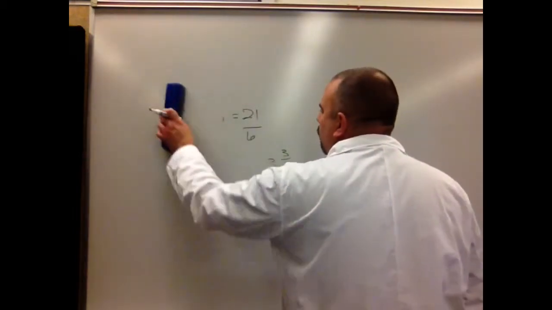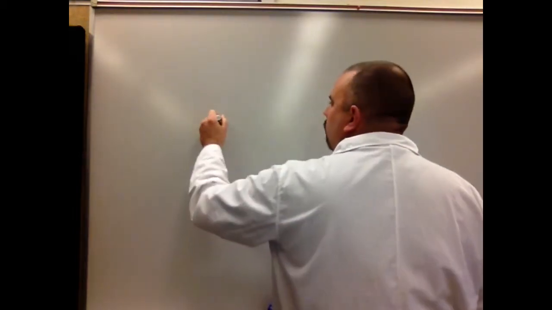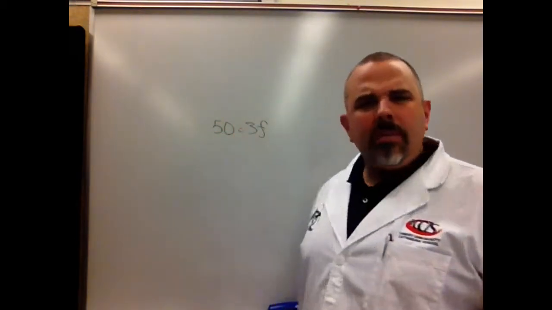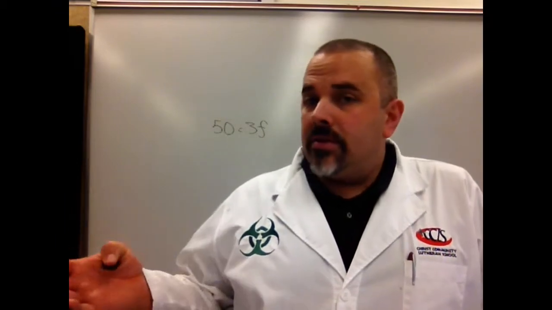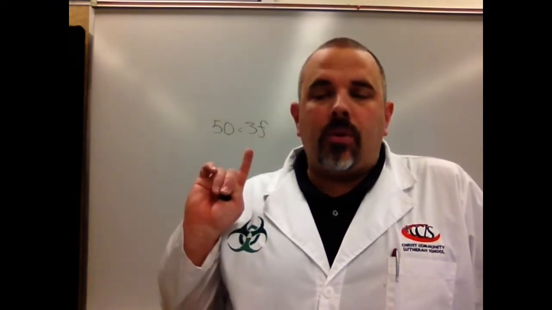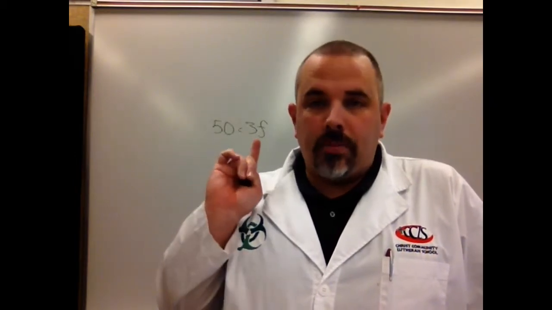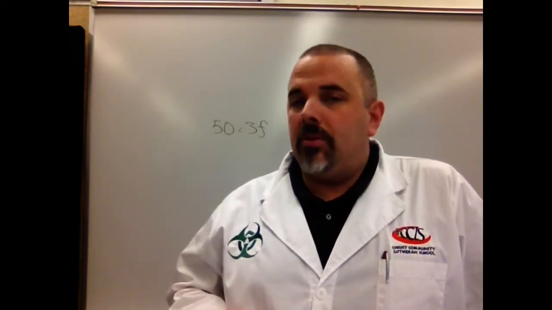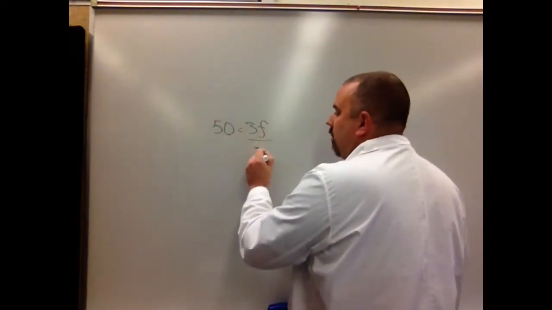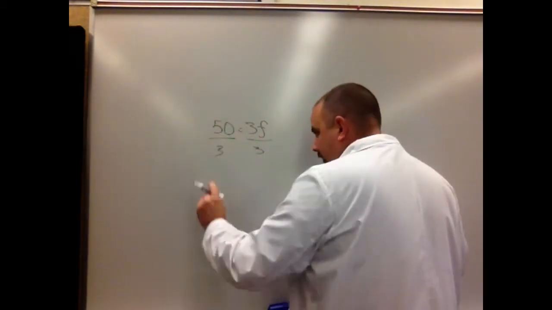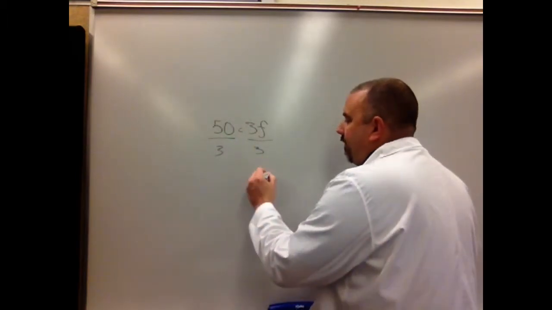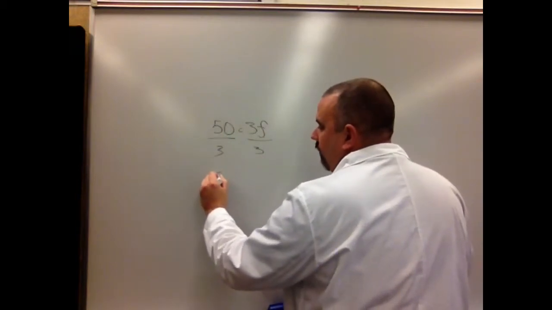50 is equal to 3F. Does it really matter what side your variable is on? The answer in this case is no. Left side or right side, it's all the same. In this case, what are we doing to the F? We're multiplying it by 3. What's the opposite of multiplication? Division. So we have to divide by 3 here, and so we divide by 3 over here, because whatever you do here, you gotta do here. So F is equal to 50 over 3.